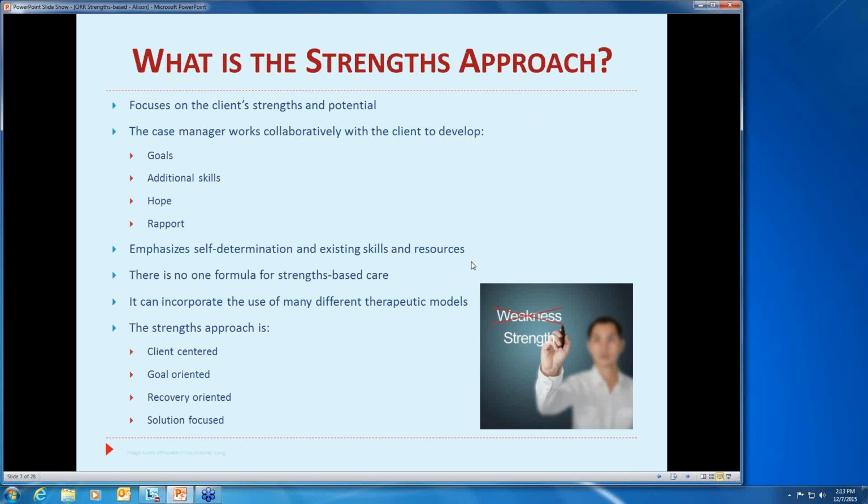So we've been talking about it a lot, but what is the strengths approach? First of all, it focuses on the client's strengths and the potential at all stages of case management. It is also client-centered, goal-oriented, recovery-focused, and solution-focused. And the philosophy behind it is very simple, and that's just that it's better to focus on the client's strengths rather than their weaknesses, which seems very obvious, and we'll go more in depth about the details of this.